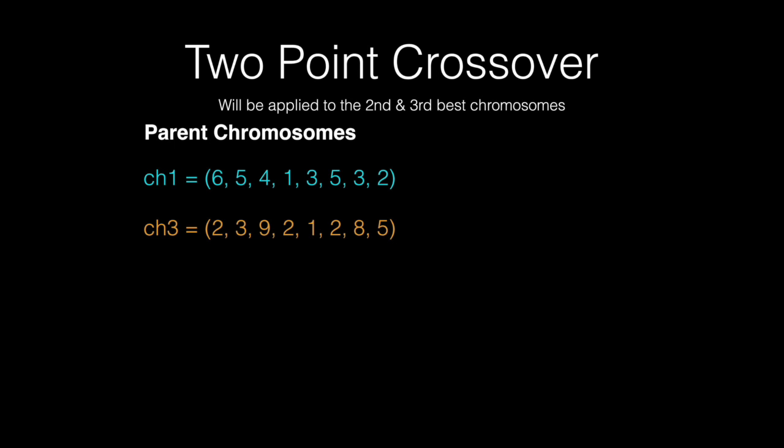Why don't we move on to 2-point crossover now? For this we'll be using the 2nd and 3rd best chromosomes, which was chromosome 1 with a fitness of 9 and chromosome 3 with a fitness of minus 16.